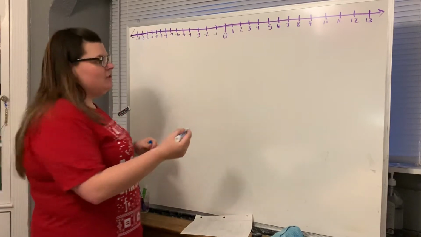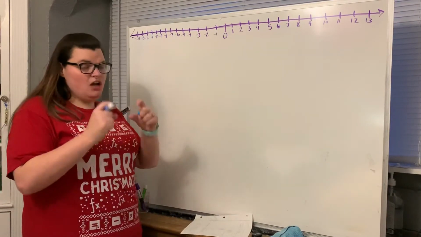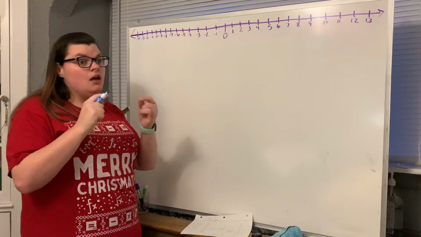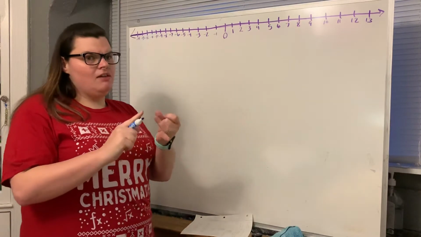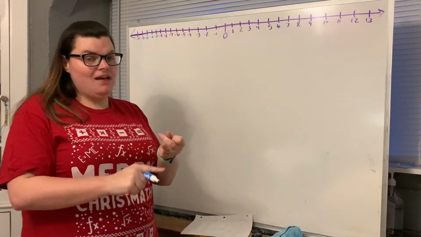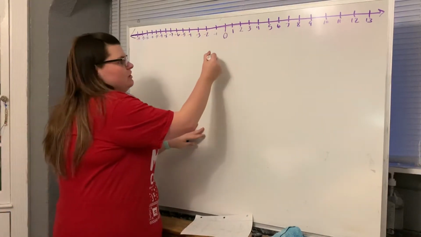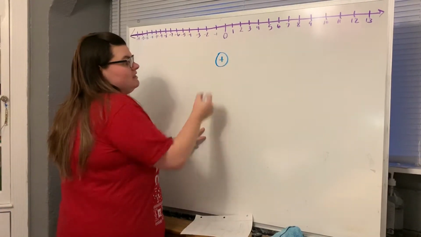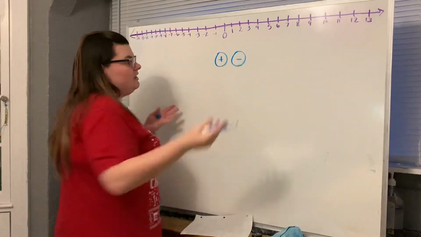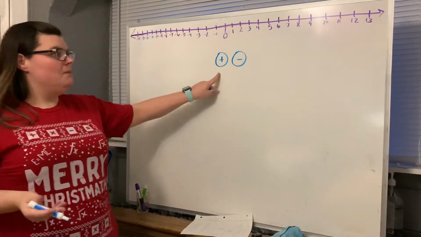So just a reminder, when they say chip model, they're just talking about little discs. A lot of times they use red and black to be positive and negative, or red and yellow. We're just going to use positive and negative. That's all.